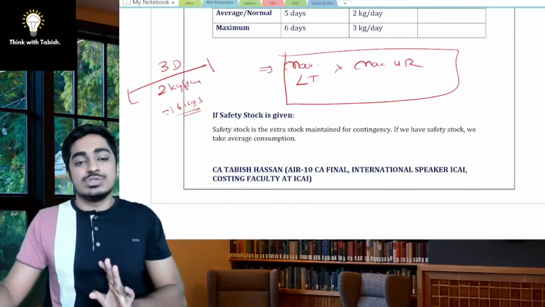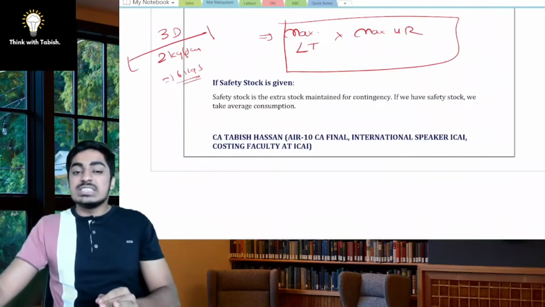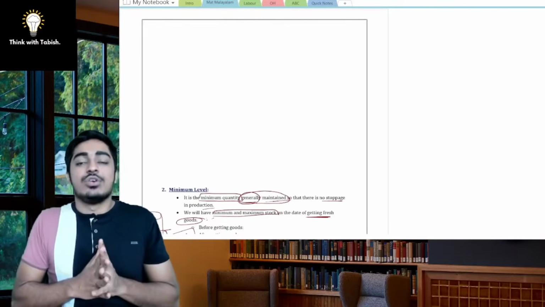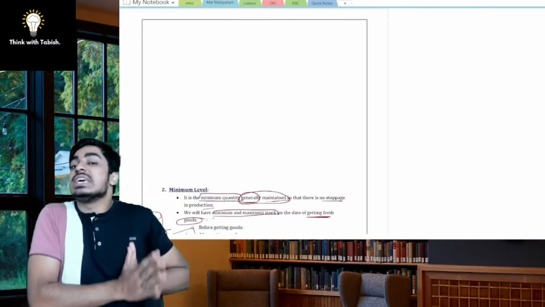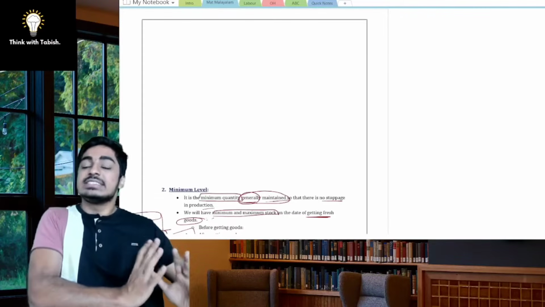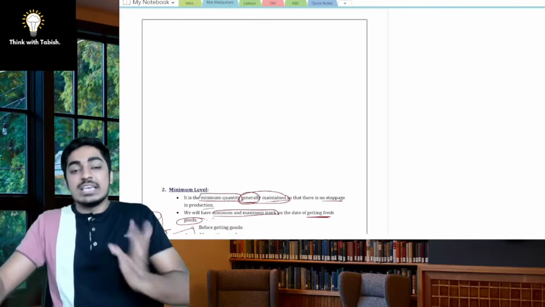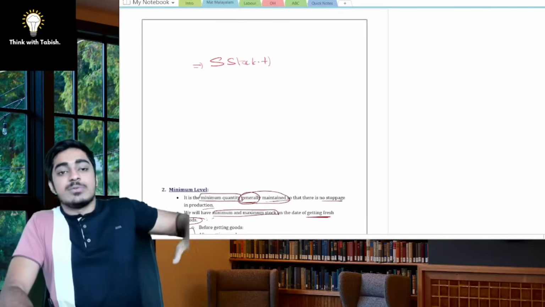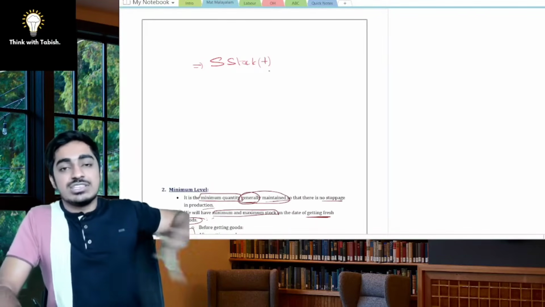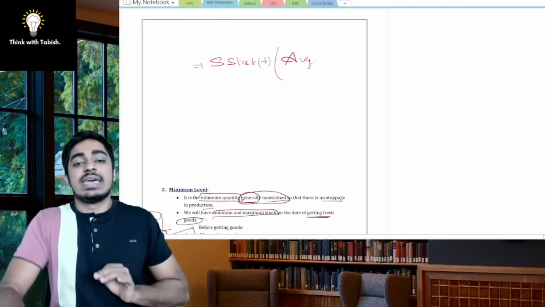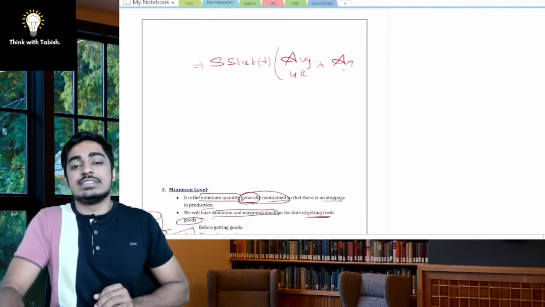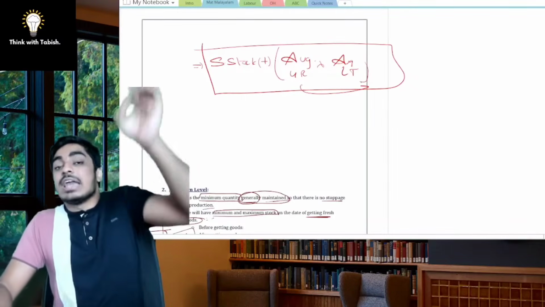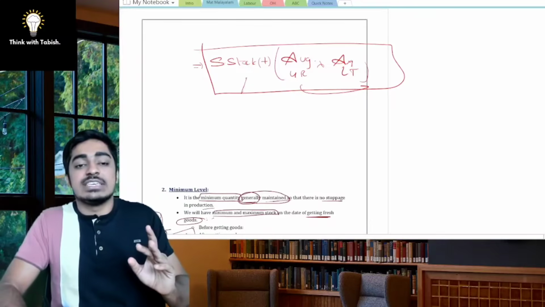into maximum usage rate. If safety stock is given, what is safety stock? It is the extra stock which is maintained for contingency. So what we say is, for contingency, suppose anything abnormal happens, we have a certain safety stock kept in hand. So we will place the order when we have, yes, safety stock will always be available with us. Say in a home, mom has kept 5 kg of rice separately, plus we take average usage rate into average lead time. When we have safety stock, we only take the average. Why? Because for unforeseen circumstances, we have extra safety stock in hand.